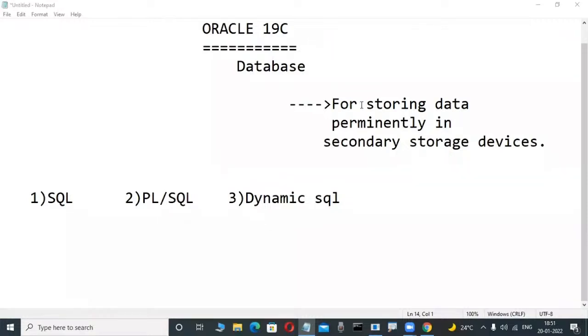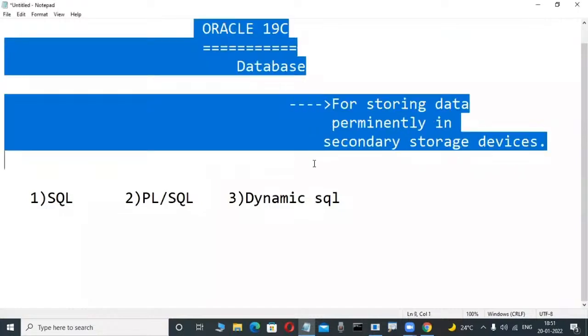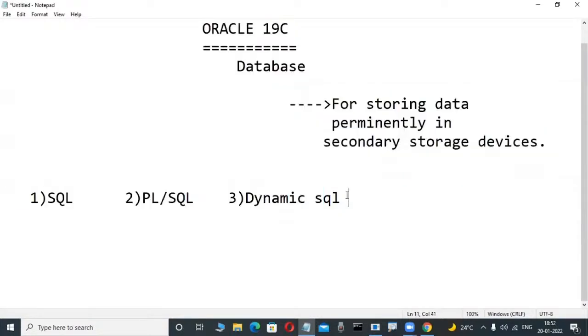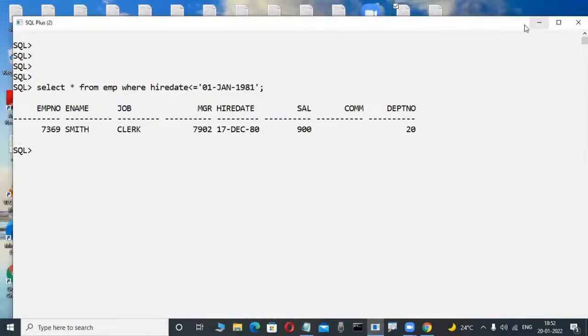Class timings are 6 o'clock, maybe 4, 5, or 6; so many batches are there. In the 6 o'clock batch, it is 6 to 7:30. But first we will take less time only. Once we start, I will again tell you all the things, your installation process, everything.